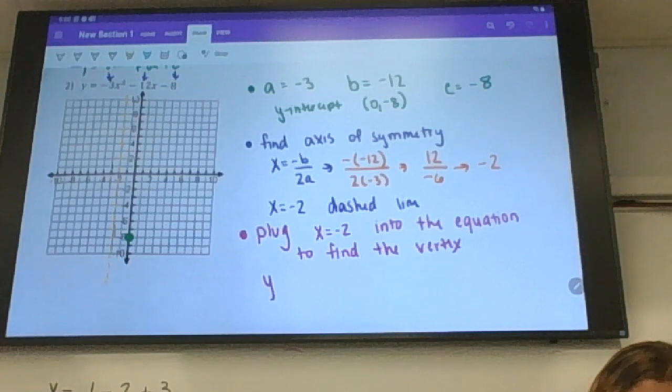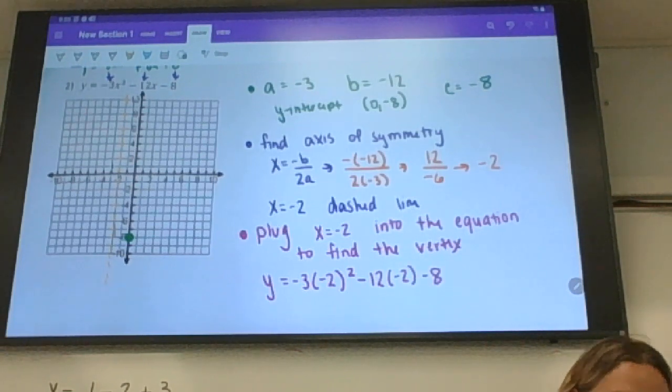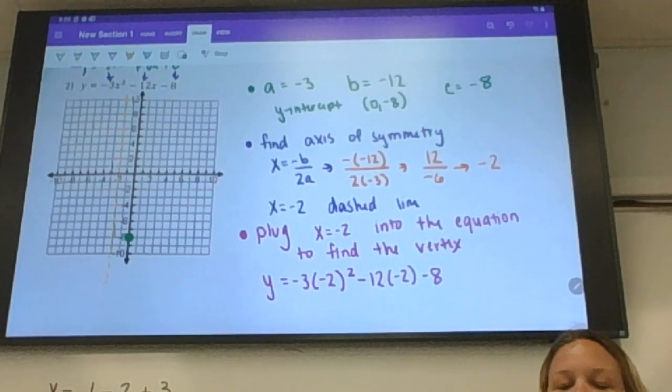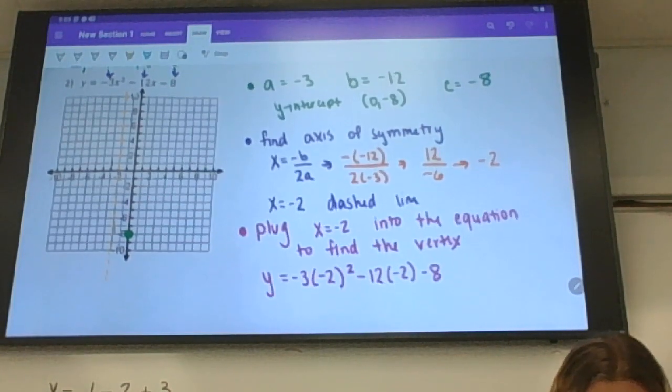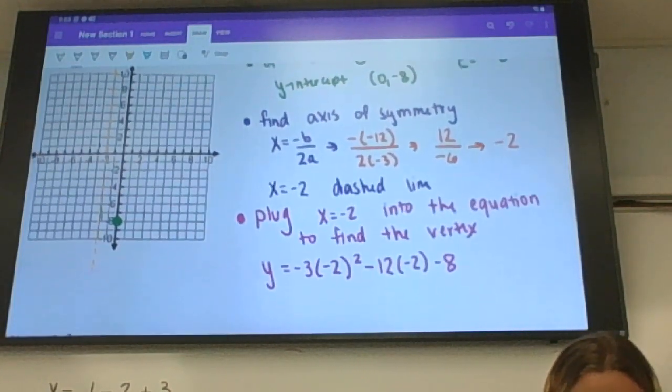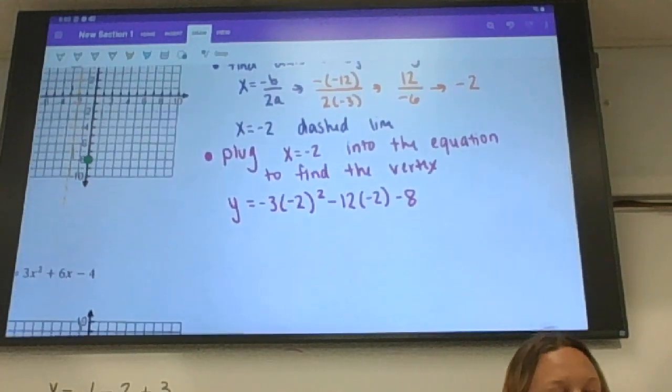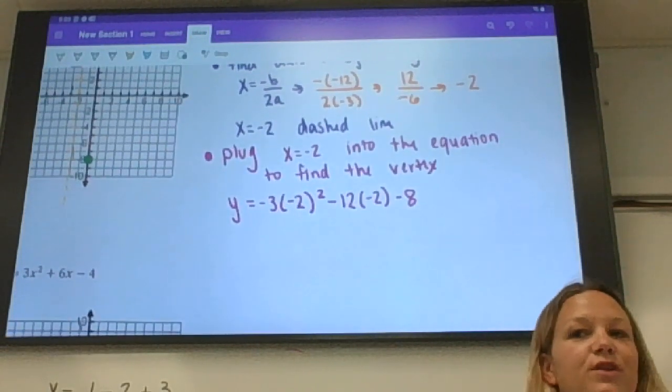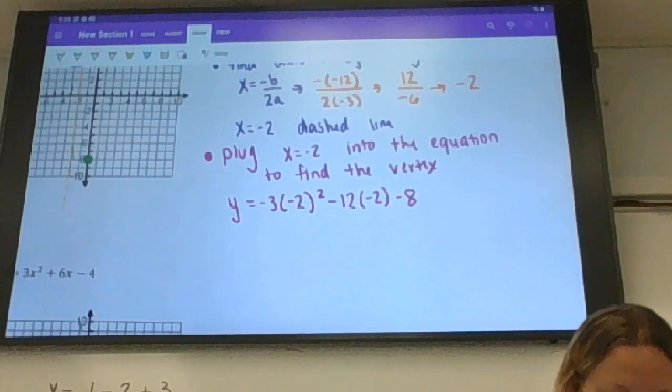So this is some tricky math. Negative 3 times negative 2 squared minus 12 times negative 2 minus 8. We couldn't have any more negative signs. That's like the most possible on that equation. So you have to learn PEMDAS before you do this. Good thing you guys are really good at that.